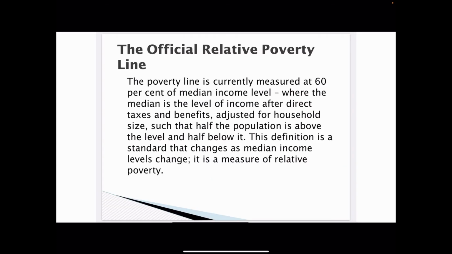Here's another example, relative poverty. Just take a read of that for a minute.